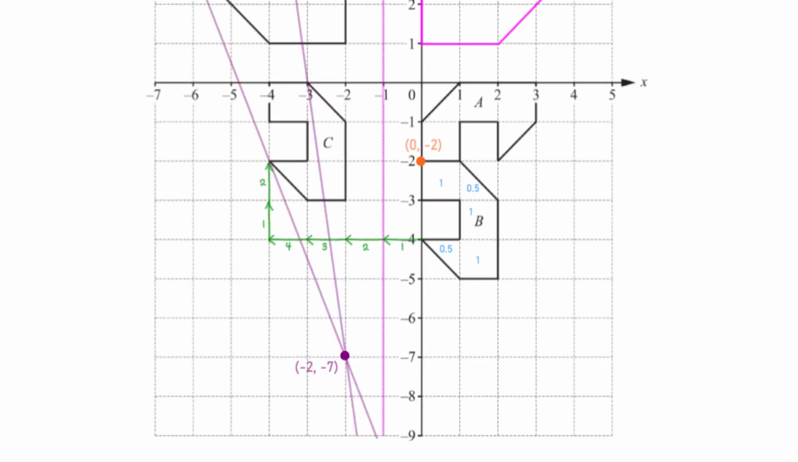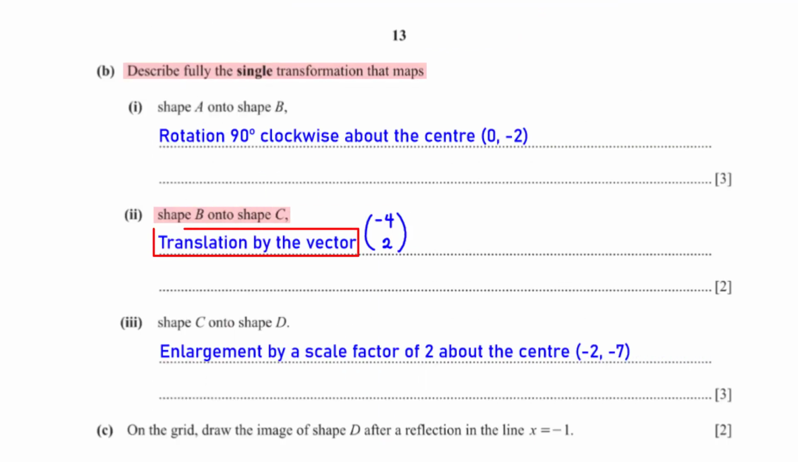When we look at shape B and its image shape C, we can tell straight away that this is a translation because both shapes have the same size and orientation. The only difference is that they are located on different parts of the grid. So now all we need to do is find the translation vector. From the illustration, we see that the translation vector is (-4, 2). And so the full description for the transformation is translation by the vector (-4, 2).